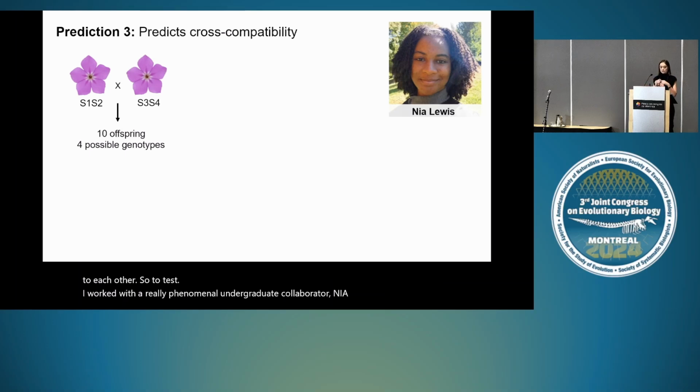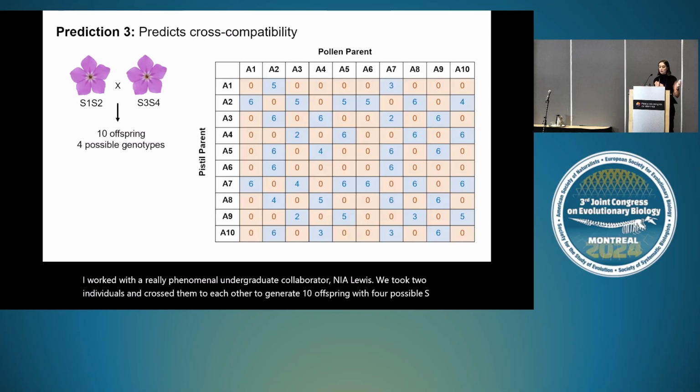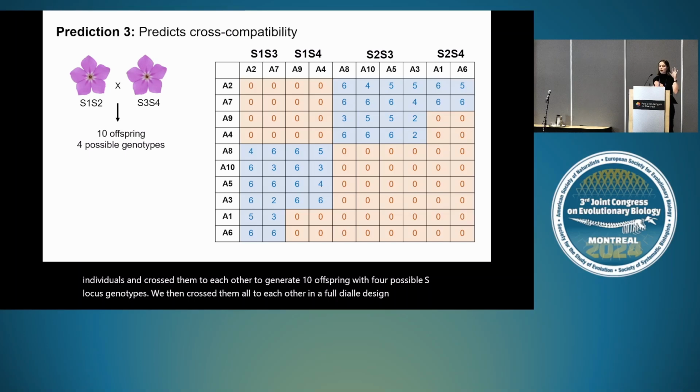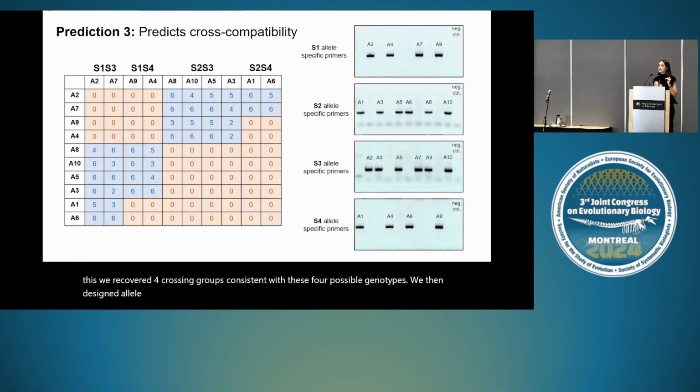We took 2 individuals and crossed them to each other to generate 10 offspring with 4 possible S-locus genotypes. We then crossed them all to each other in a full diallel design. And by doing this, we recovered 4 crossing groups consistent with these 4 possible genotypes. We then designed allele-specific primers to genotype these individuals, and what we find is that genotypic variation at this gene perfectly predicts cross-compatibility in this full diallel cross.